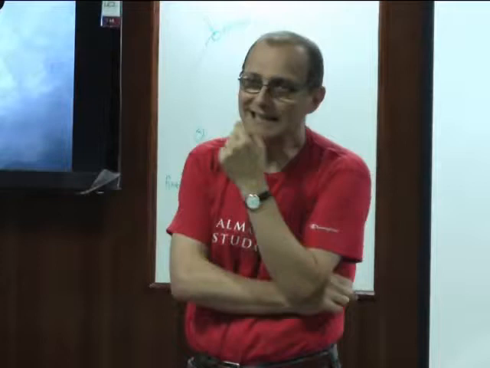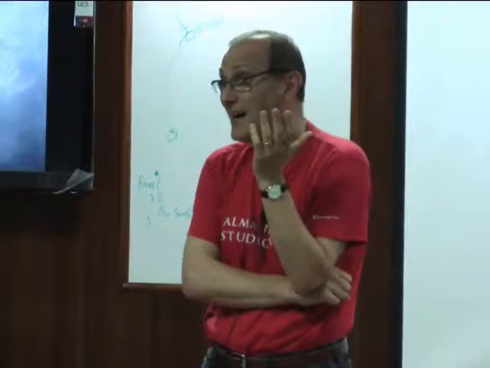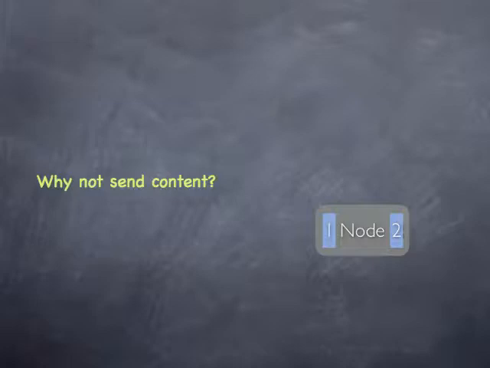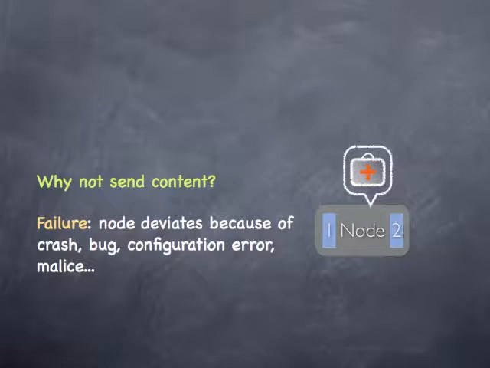Failure, right? So why do you guys have to think badly of node 2? Maybe node 2 is just a nice guy like node 1. It's just that it suffered a failure. If we ask ourselves why node 2 didn't send content, there is a chance that it may not be able to do that because of some kind of fault.